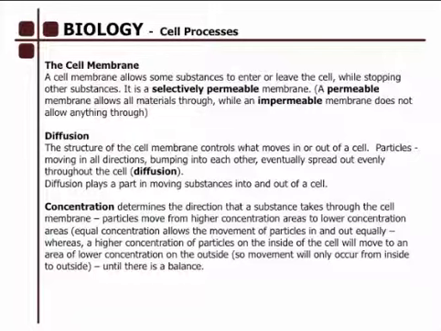A cell membrane allows some substances to enter or leave the cell while stopping others. It is selectively permeable. A permeable membrane allows all materials through, while an impermeable membrane does not allow anything through. So this selective permeability only allows certain things through.